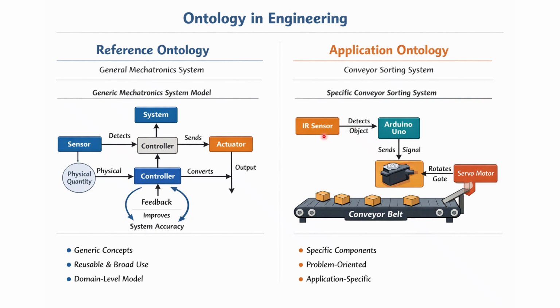The components like the sensor, controller and actuators, whatever we require for developing a conveyor sorting system, are specific components, right? So the application ontology is a problem-oriented approach and it is a very specific, application-oriented ontology.